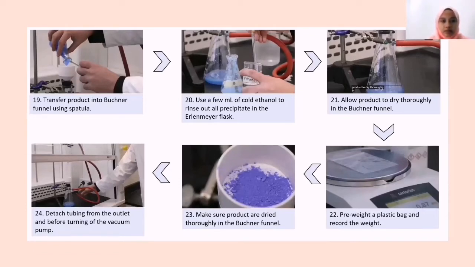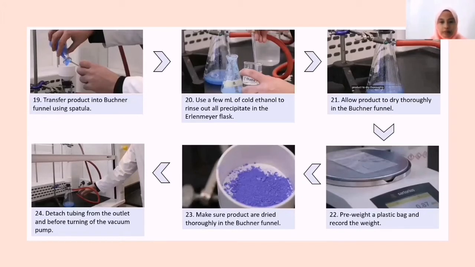The next step is to transfer the product into the Büchner funnel using a spatula. Then we use a few milliliters of cold ethanol to rinse out all the precipitate in the Erlenmeyer flask. We will allow the product to dry thoroughly in the Büchner funnel.